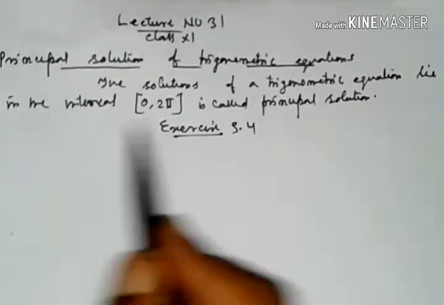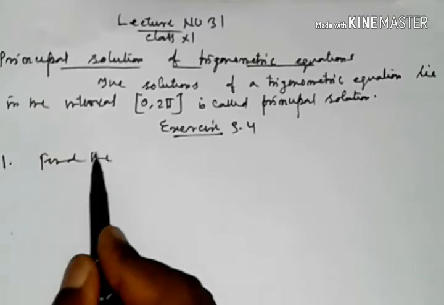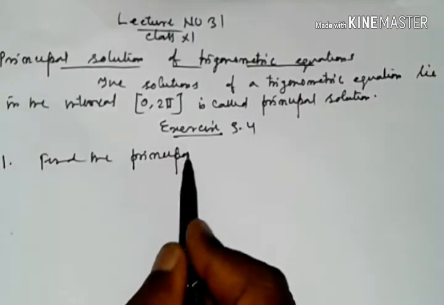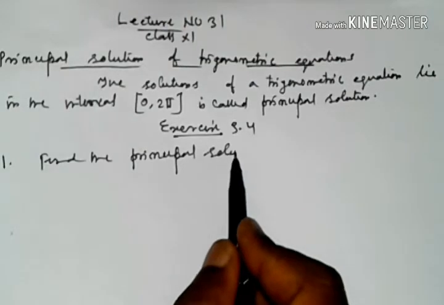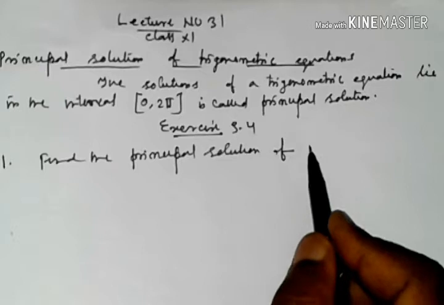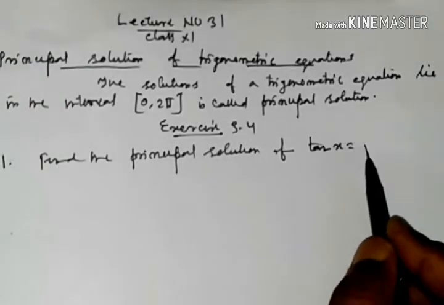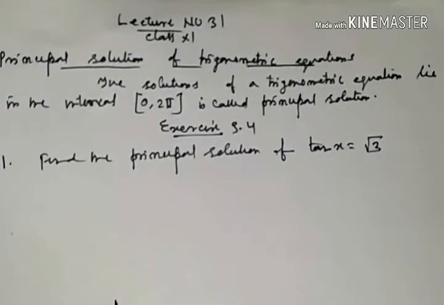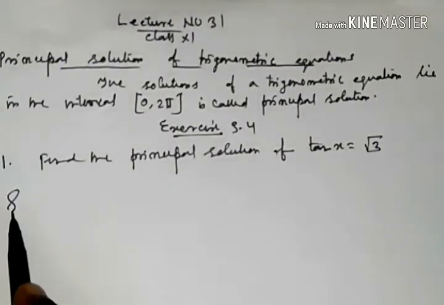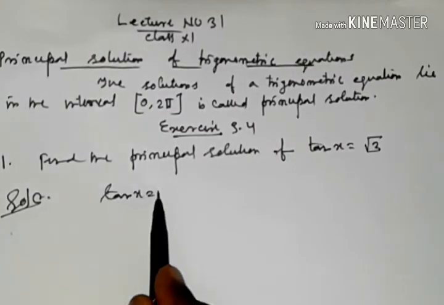Exercise 3.4. Find the principal solution of tan x is equal to root 3. Solution: tan x is equal to root 3.